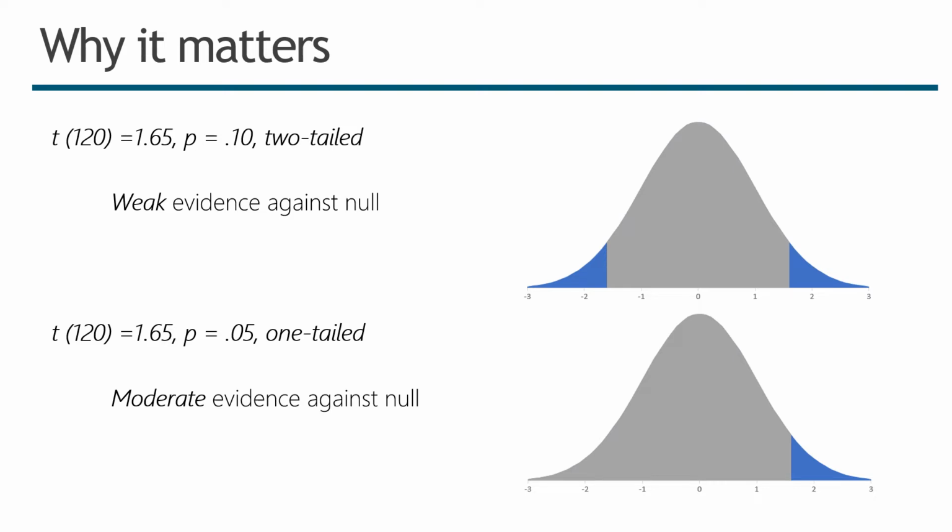You can see in this example that if I ran a study and got a t-value of 1.65 and I was doing a two-tailed test, the p-value would be weak evidence against the null hypothesis, a p equal to 0.1. However, the same data would yield moderate evidence against the null if I had planned to do a one-tailed test.